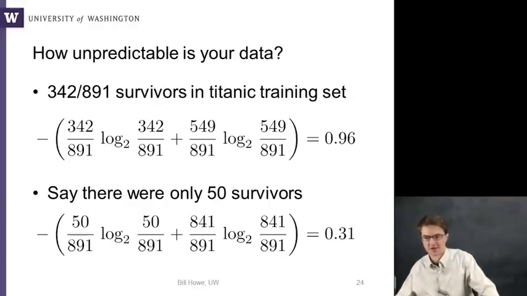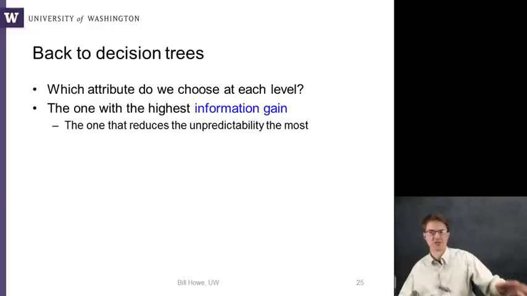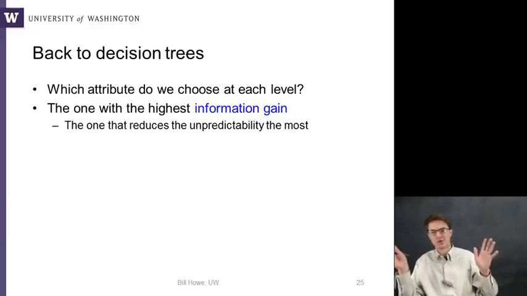So fine. So that's entropy. Going back to decision trees. Now, which attribute do we want to choose at each level? We're going to build a tree, and we have to make a choice of which attribute we're going to use to split on. And the one we're going to pick is the one with the highest information gain, and we're going to use entropy to compute information gain. Another way of saying that is it's the one that reduces the unpredictability the most.